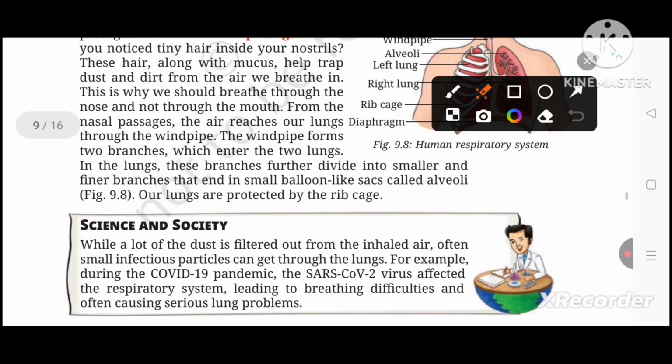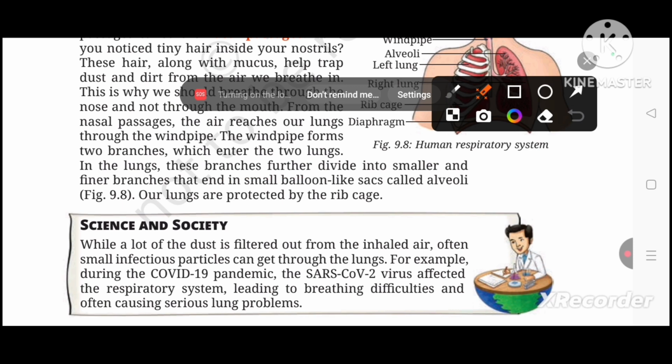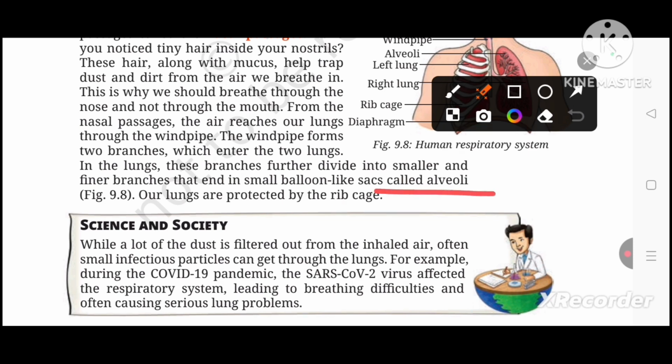From the nasal passage, the air reaches your lungs through the windpipe. The windpipe forms two branches which enter into the two lungs. In the lungs, these branches are divided into smaller and finer branches that end in small balloon-like sacs called the alveoli. Our lungs are protected by the rib cage.